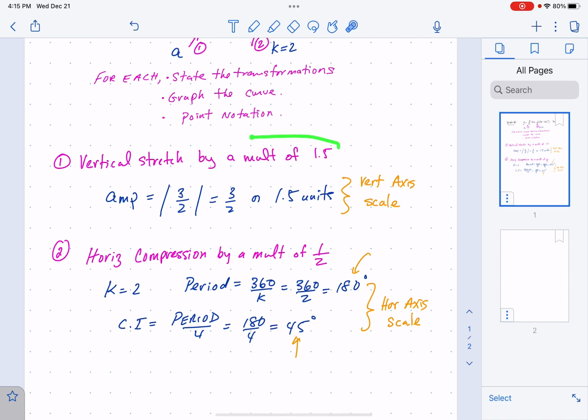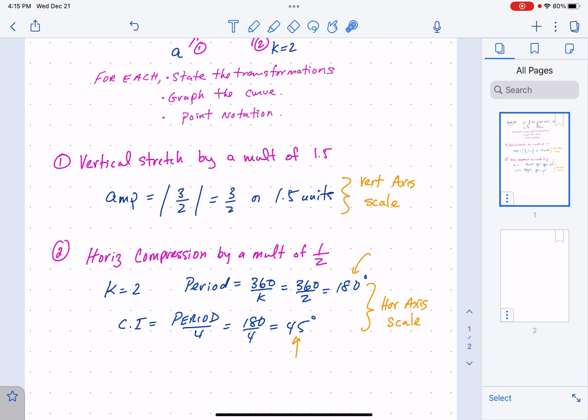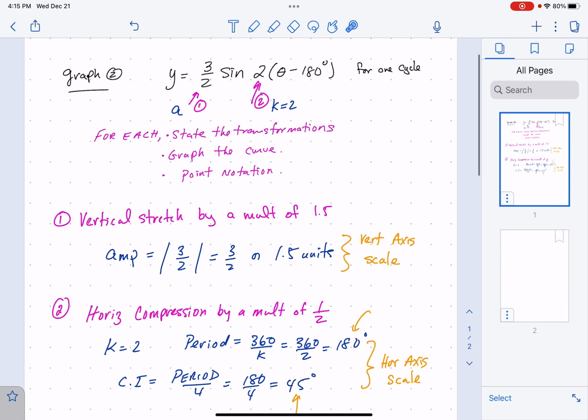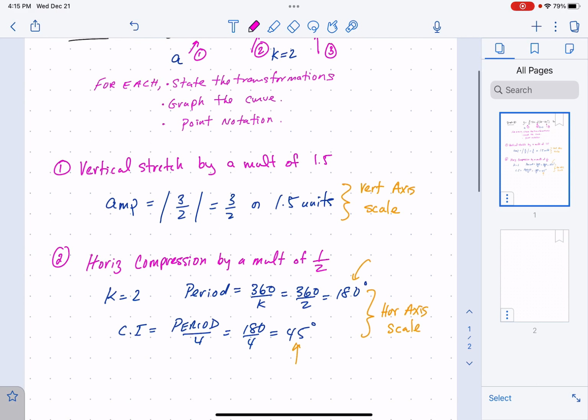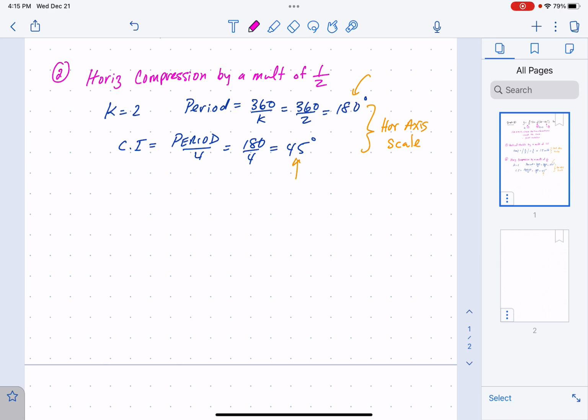Now let's be clear here. This is the transformation. What I've written in blue is what I do to graph it. The transformations are what's written in pink. Those are the transformations from the base curve. The last transformation that we have sitting here is this guy, and that is a horizontal shift to the right 180 degrees.